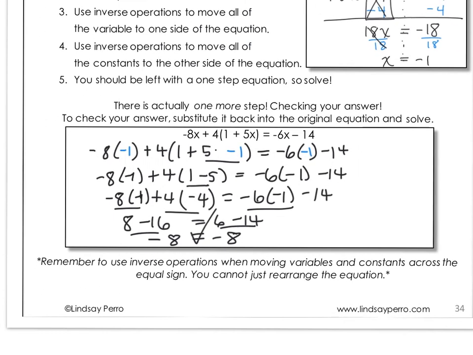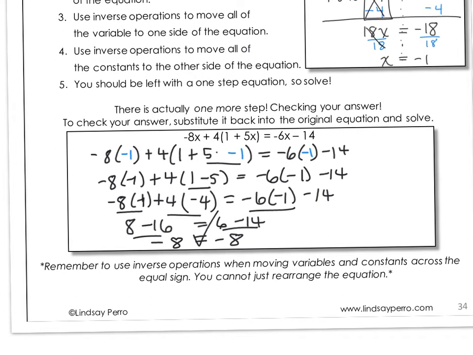So this reminder down here is quite important. Remember to use inverse operations when moving variables and constants across the equal sign. You cannot just rearrange the equation. When you have an expression and you are combining like terms, then you can rearrange. But an equation is just two expressions with an equal sign in the middle. So this expression over here I can rearrange and combine like terms, and this expression over here I can rearrange and combine like terms. But to cross that boundary line, you need to use inverse operations. On to the next page.